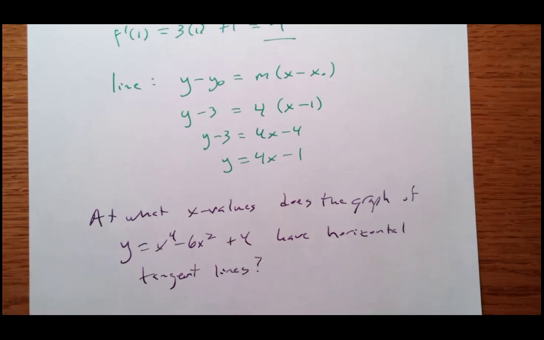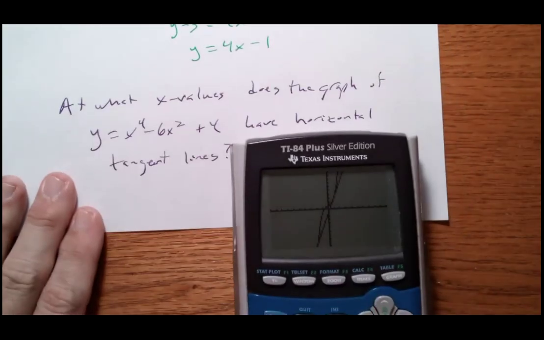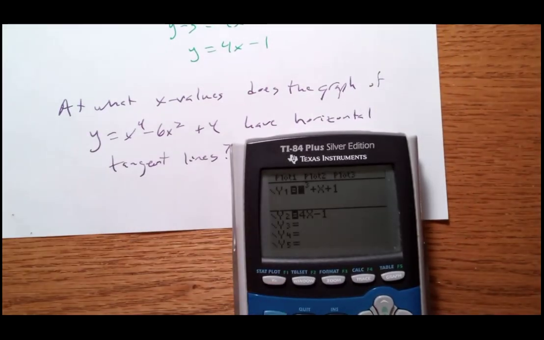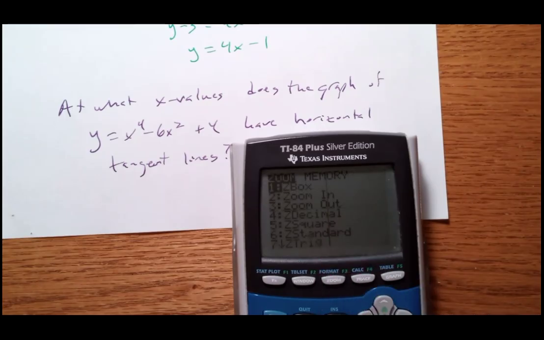Now again, your first reaction might be, yeah, how am I supposed to know that? Well, we could graph this. X to the fourth minus 6x squared plus 4. And we get rid of that other thing because we're not going to use it. And we go back to the standard window, option number 6, and we see this picture.